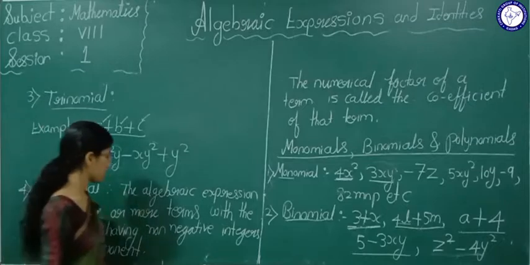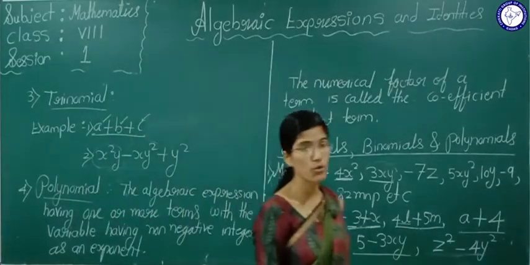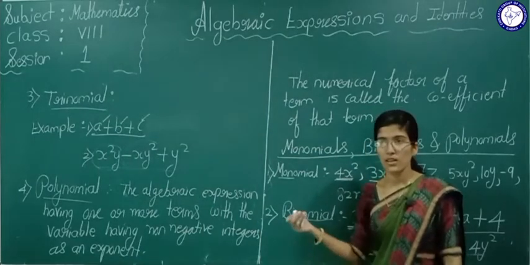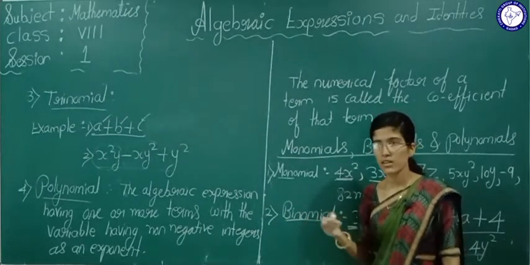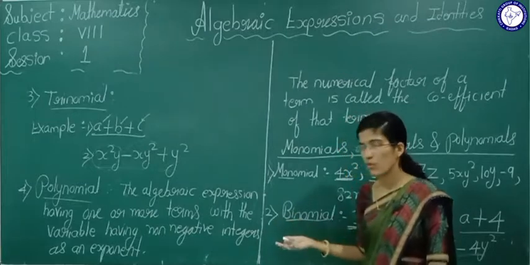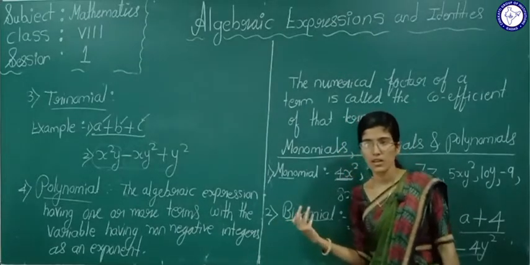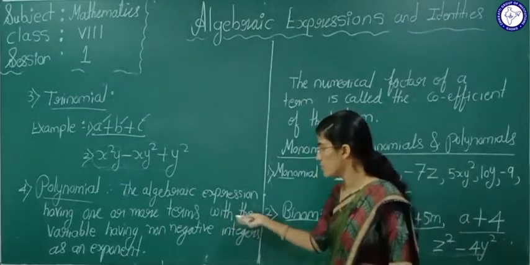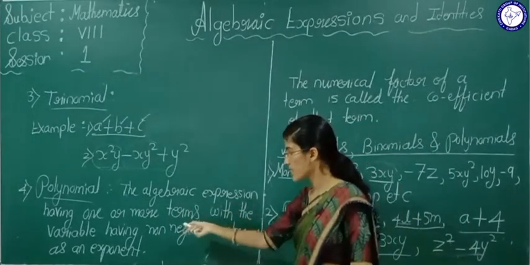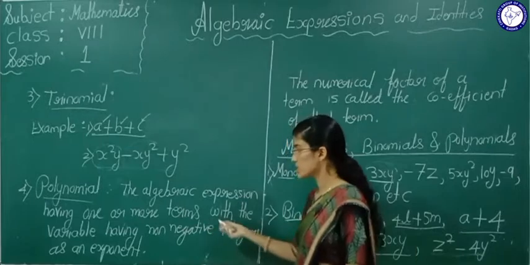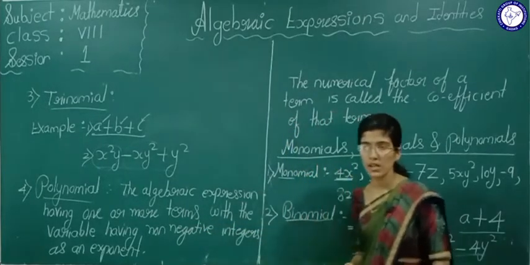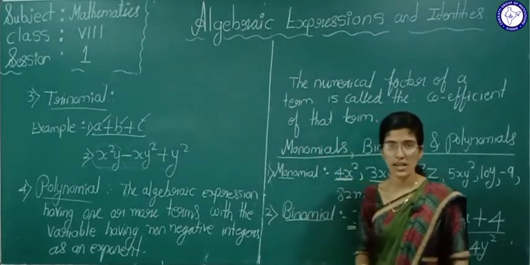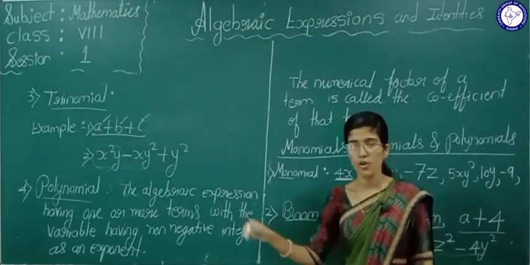The algebraic expression having one or more terms. See here, in polynomials we can't tell the exact number, we can just tell it is an algebraic expression having one or more terms. It may be any number of terms. And what is one more condition? With the variable having non-negative integers as an exponent. You are going to read about polynomials in detail in your 9th standard. One chapter is there on polynomials only.